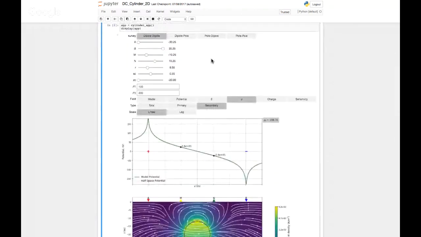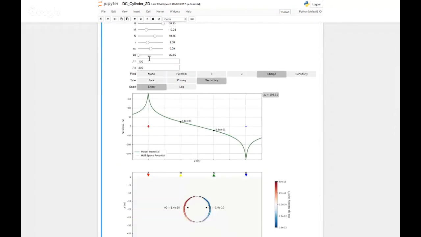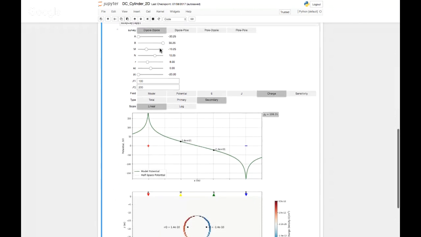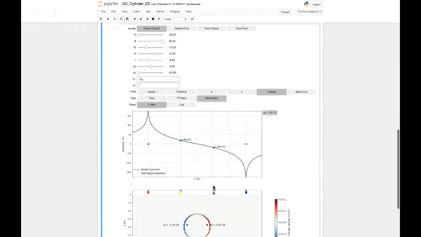Notice maybe the one thing that I will show. Go back to the charge and secondary charge. Notice if I make it, instead of a resistor, a conductor, now I've got large negative charges on this side, large positive charges on that side. So depending upon whether the object is a resistor or a conductor, I can change the sign of those charges.